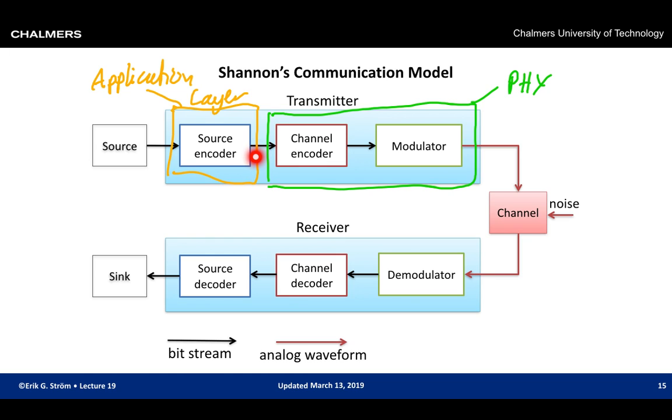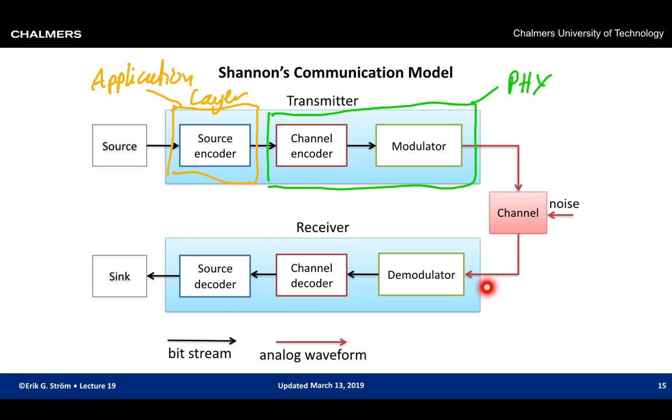Think of this as maybe you take a text file and you make a zip file out of that, or you record some music and you make an MP4 file of that. That's also source compression, data compression. And then we have a channel encoder and modulator, and these have different purposes. This one is to correct errors that occur on the channel, and the modulator is to convert bits to a waveform which is suitable for the channel.